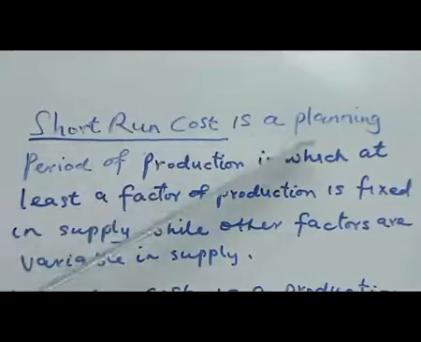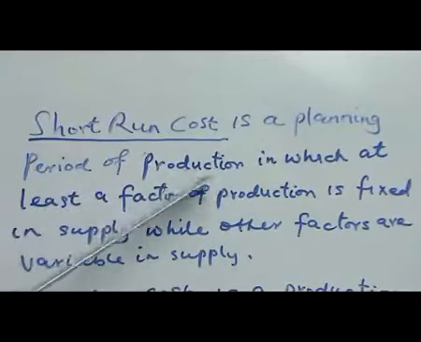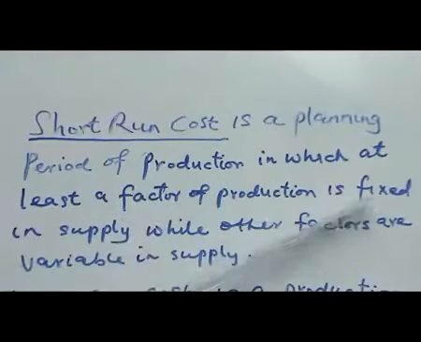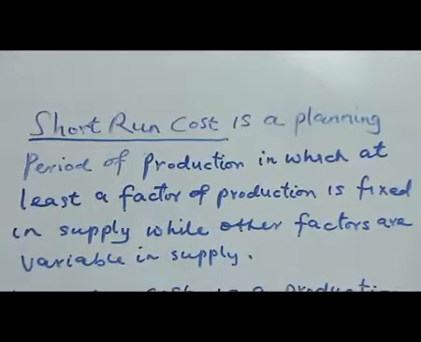Short-term cost is a planning period of production in which at least a factor of production is fixed in supply, while other factors are variable in supply. So when a firm is in the short-term period, a factor will be fixed while other factors will be variable. So we analyze it under cost analysis. That we have fixed cost, we have variable cost. And fixed cost has nothing to do with the level of output, but variable cost has a lot to do with the level of output.